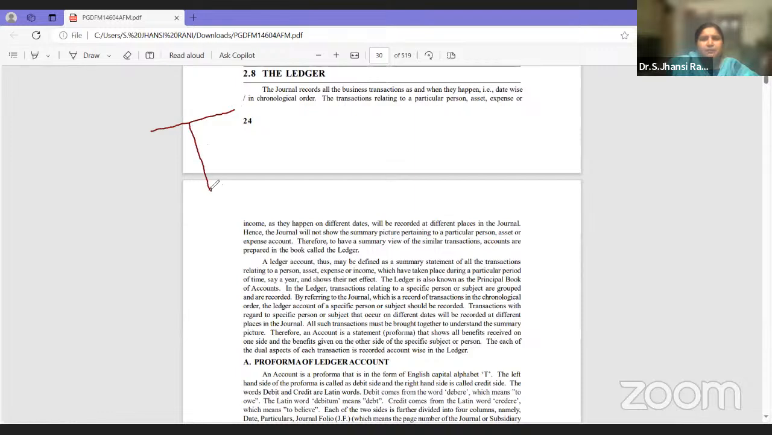T-shape, like T-shape. Why? Because it's an account where a page is divided into two parts. The left hand side we call debit and the right hand side we call credit. A page will be divided into two parts: the left hand side is the debit side and the right hand side is the credit side.